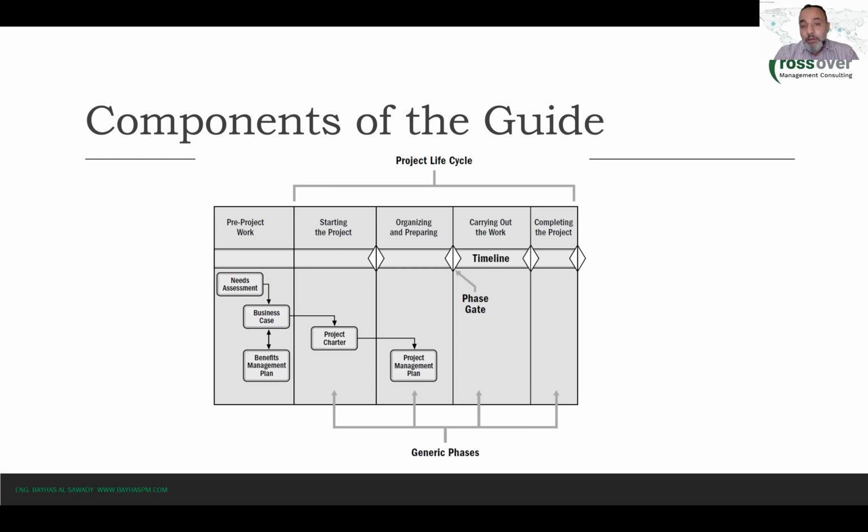Okay, what is this phase called? This phase is called the pre-project work, because we don't have a project at this point. We're only doing a feasibility study. We're only conducting a needs assessment. We're only discussing a business case. What's the purpose of this project? Why should we be launching this project, not other projects? And we are also setting our benefits, because, you know, we mentioned earlier that any project, in order to be launched, should bring about some benefits, right?